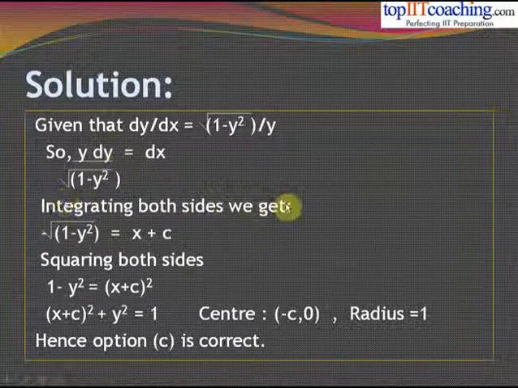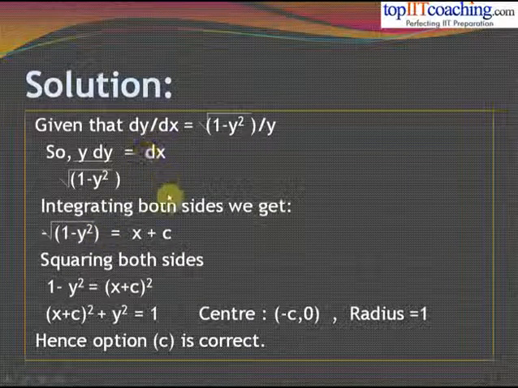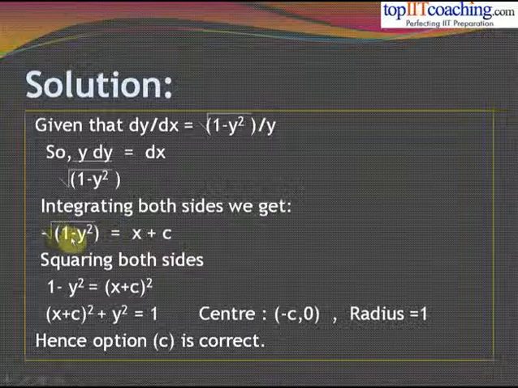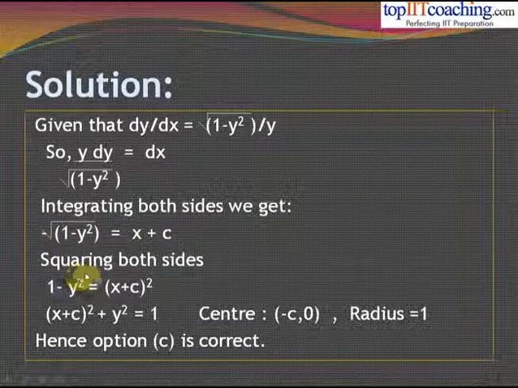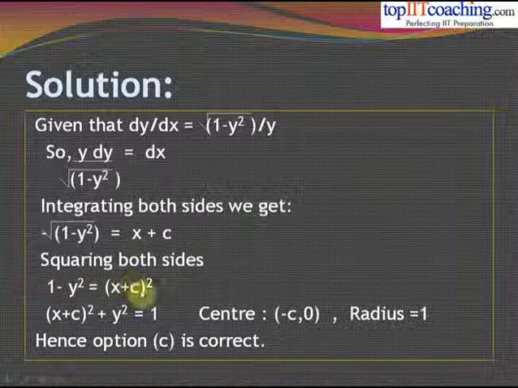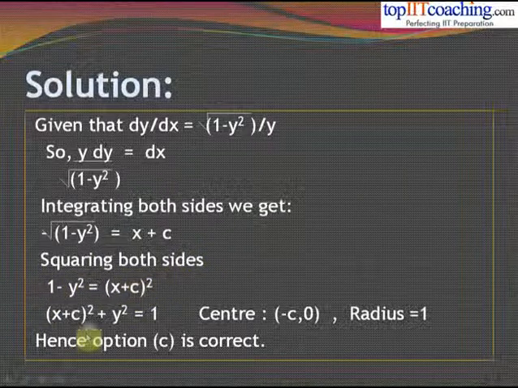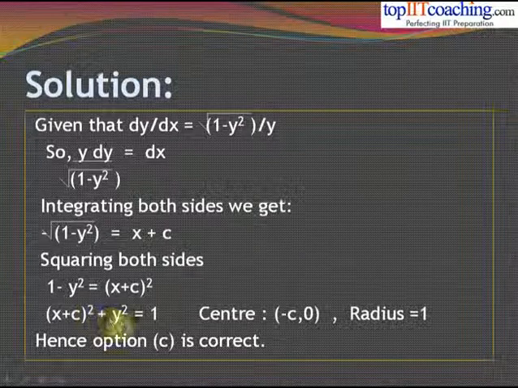Now we integrate both sides. The integral of the left side is minus under root of 1 minus y square. The integral of dx is x plus a constant of integration. So minus under root of 1 minus y square is equal to x plus c. Now we square both sides to get 1 minus y square equal to (x plus c) whole square, or (x plus c) whole square plus y square equal to 1.